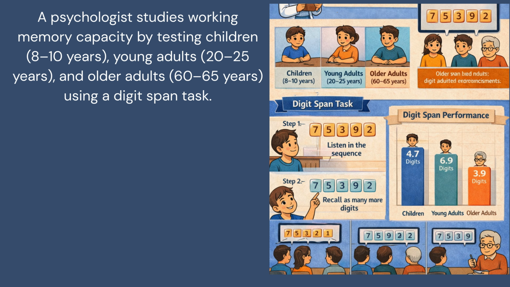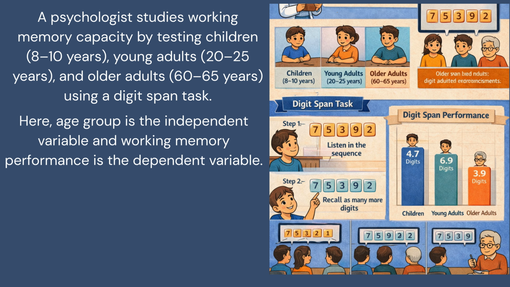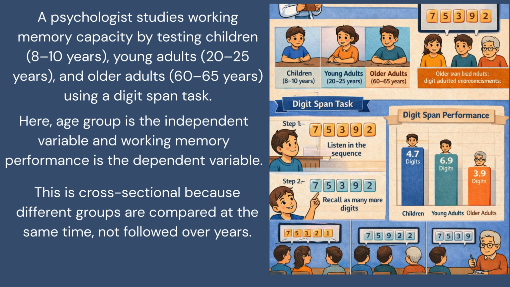Example: a psychologist studies working memory capacity by testing children, 8 to 10 years, young adults, 20 to 25 years, and older adults, 60 to 65 years, using a digit span task. Here, age group is the independent variable and working memory performance is the dependent variable. This is cross-sectional because different groups are compared at the same time, not followed over years.